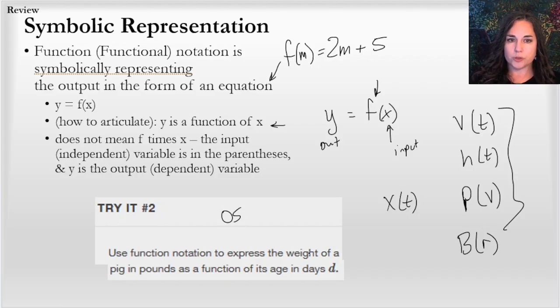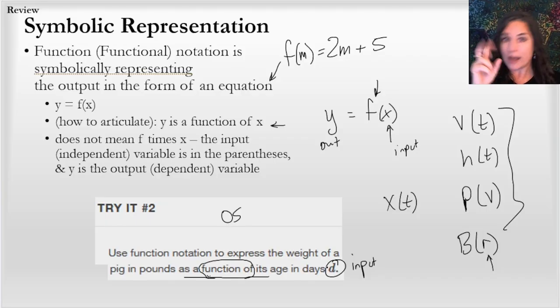There's an example down here I pulled from the OpenStax text. Use function notation to express the weight of a pig in pounds as a function of its age in days. When I look at this, it says as a function of. Remember, words mean things, and when I see this phrase, as a function of, that's what I've said before: magnetic field is a function of radius. Whatever it says as a function of, that will be the input variable. If you get confused about which variable goes where, they'll say as a function of. That will be your input or x variable.